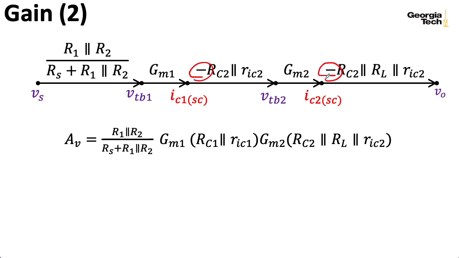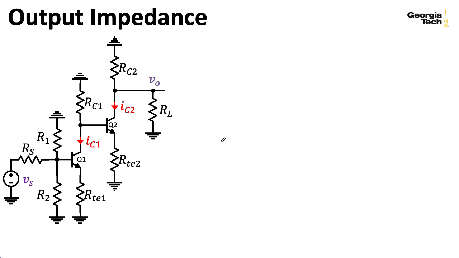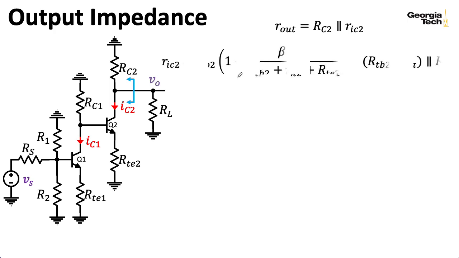And this makes a lot of sense. You have two inverting stages, so the inversions cancel. Okay, so what about the output resistance of this cascade? We're going to compute the resistance seen looking into this junction of RC2 and the collector of Q2. Notice that we're not including RL in this computation. That's considered external to the amplifier. All right, so the output impedance is just RC2 in parallel with RIC2, the Norton equivalent resistance seen looking into the collector. But then you have to ask, well, what is RIC2?